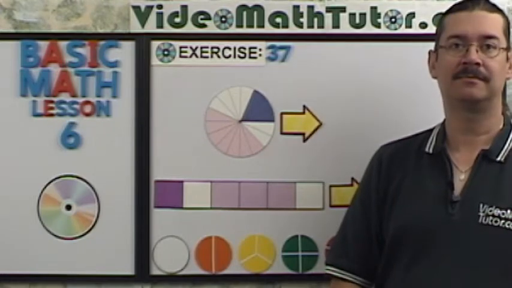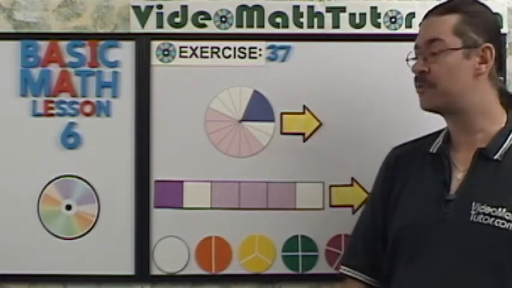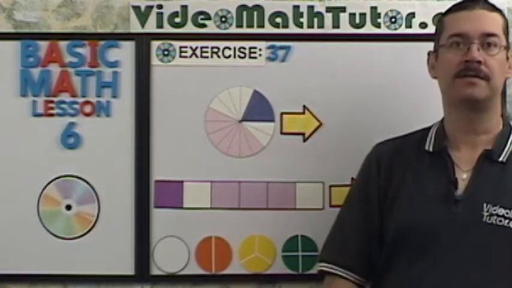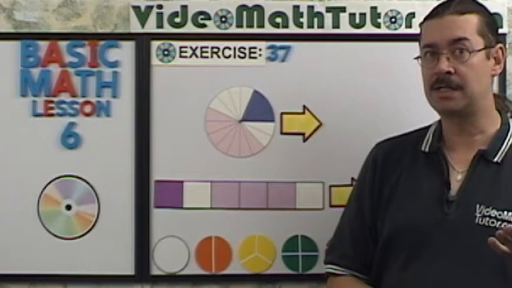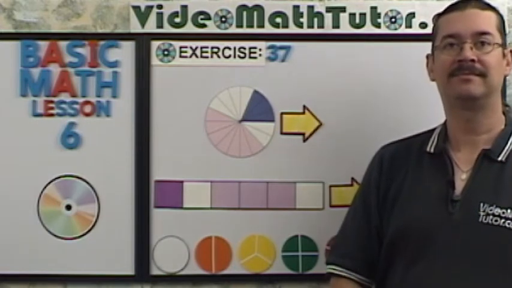Exercise 37. What sum is represented by these shaded regions? Now I want you to write down the actual fractions you're adding together, what their sum is, the result, and reduce if possible.